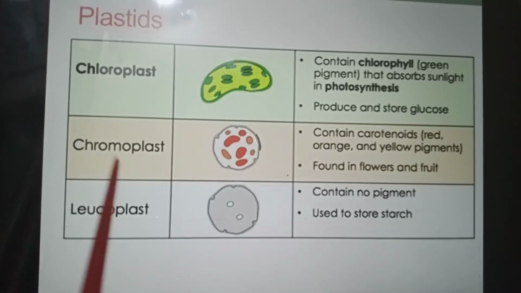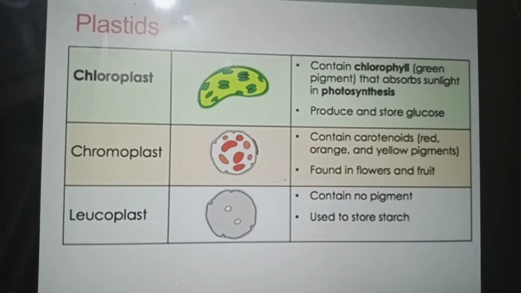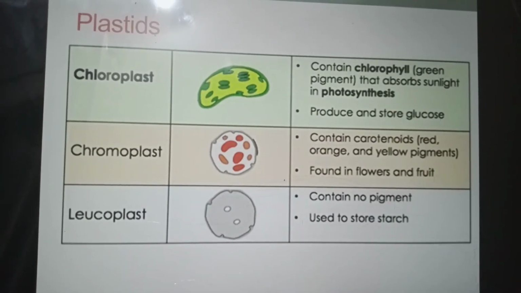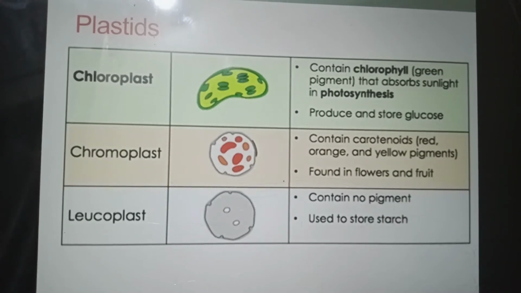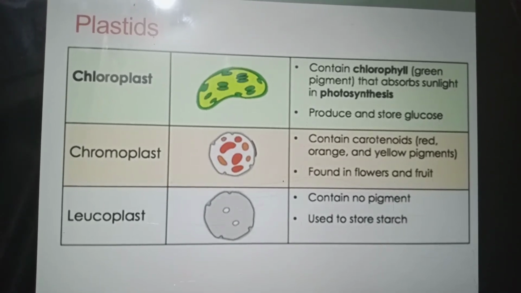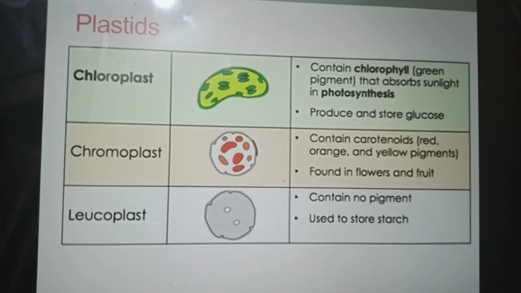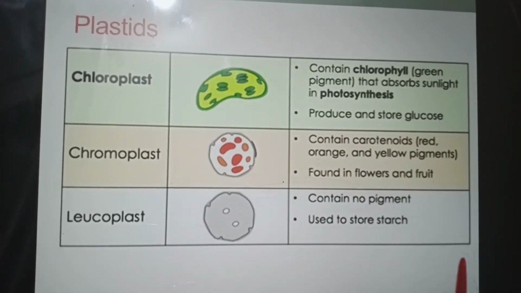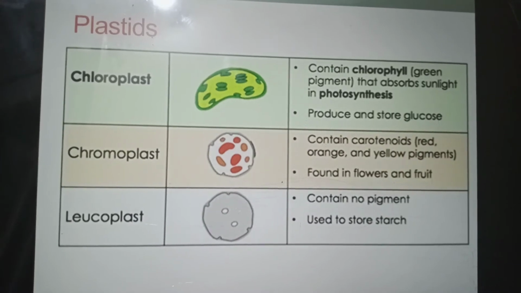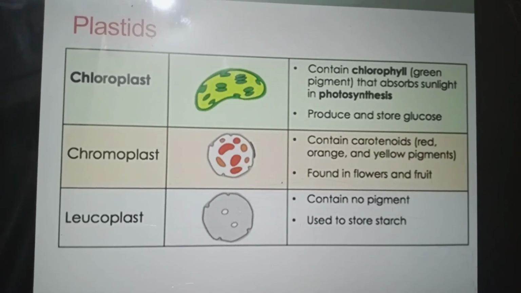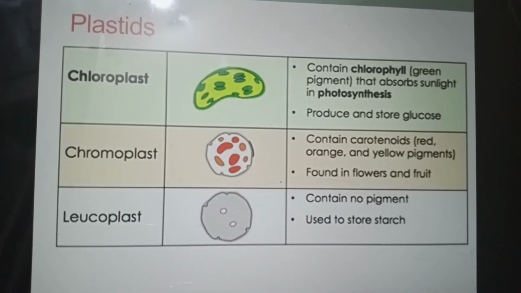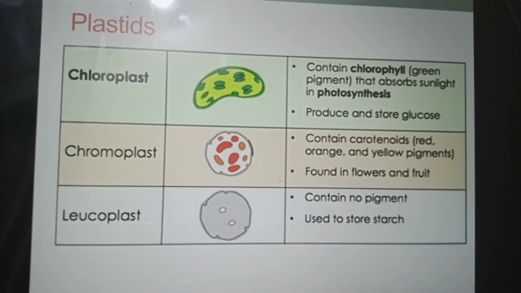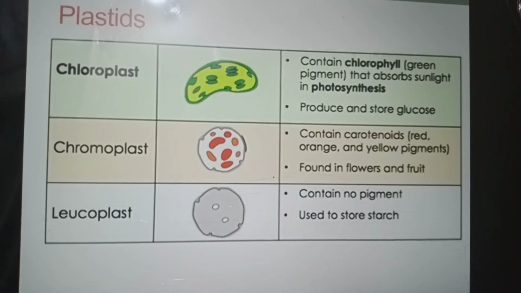The next one, chromoplast. The second type of plastids in plant cells are chromoplasts. They contain pigments associated with bright colors and are present in the cells of flowers, petals, and fruits. Their function is to give rise to colors in these parts and thus help in the pollination and dispersal of fruit.